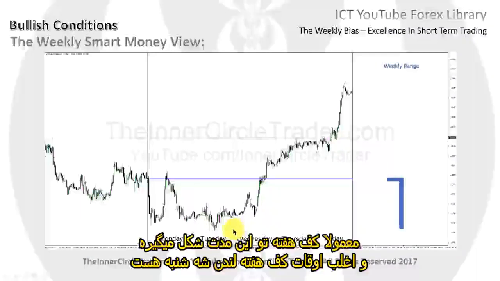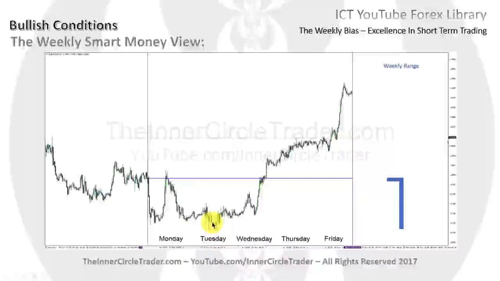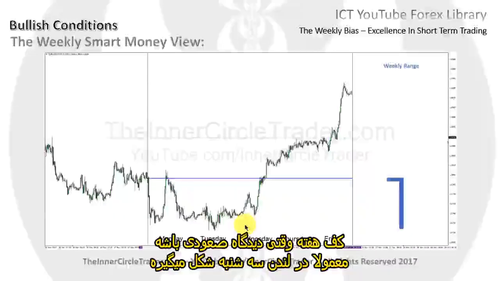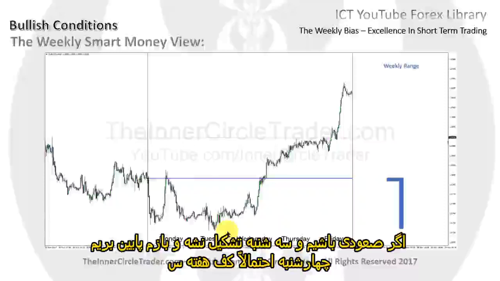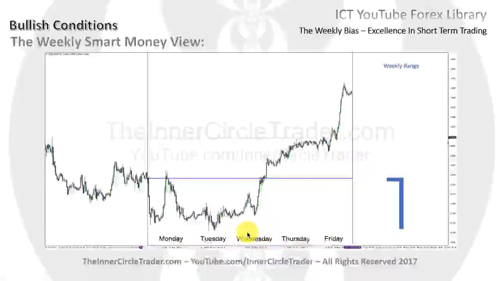Many times, it's going to be Tuesday's London open. Okay. Now, if that's going over your head, I want you to stop and think about what I just told you. The weekly low most likely forms on Tuesday's London open when we're bullish. If we are bullish and it does not form on Tuesday and we drop down on Wednesday, Wednesday will probably be the low of the week.